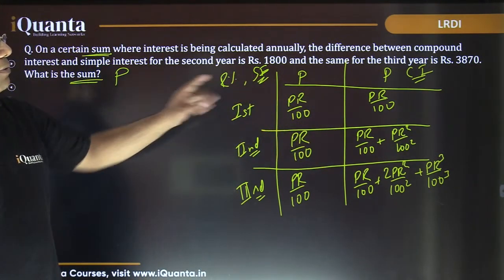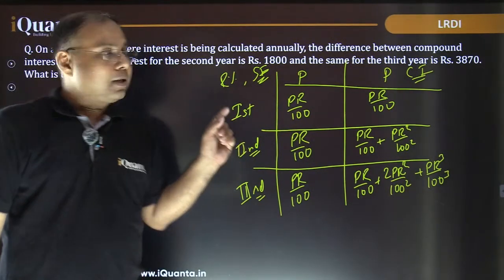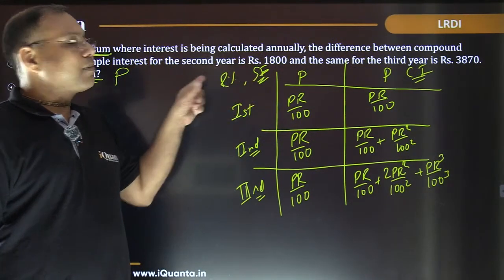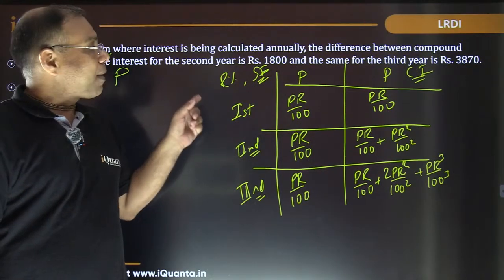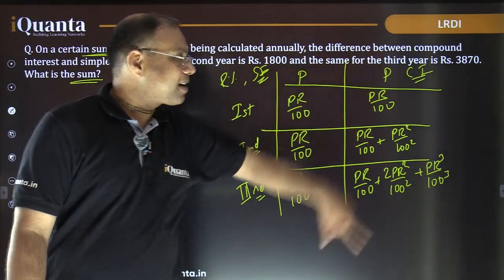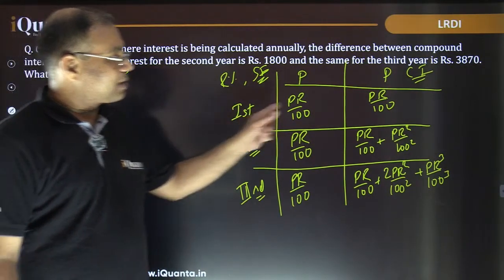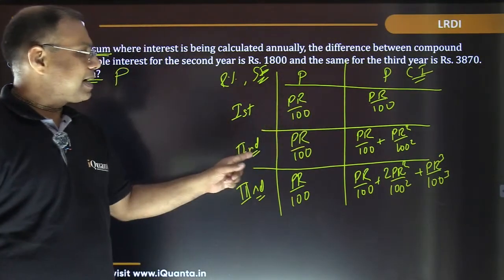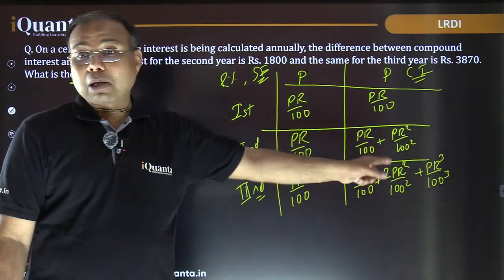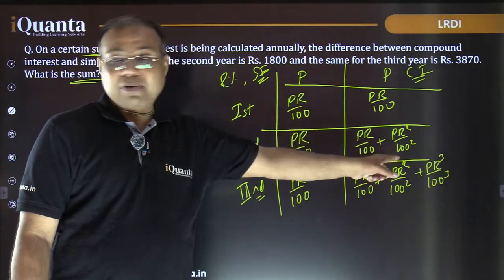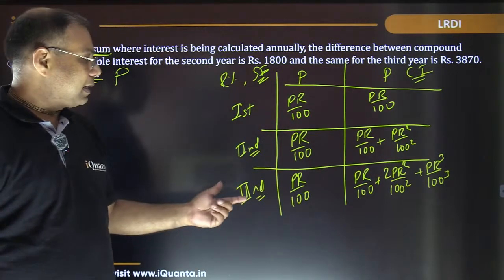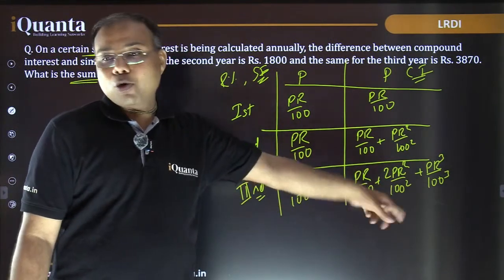So we have just found the interest earned on a certain principal at some rate of interest per annum, compounded yearly or at a simple interest annually. In the first year, interest earned is the same. In the second year, interest earned is different. In case of compound interest, you also get interest on the previous year's interest. And in the third year, in the same way, interest is again more in case of compound interest.